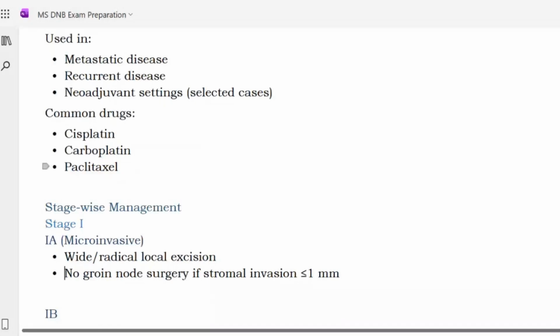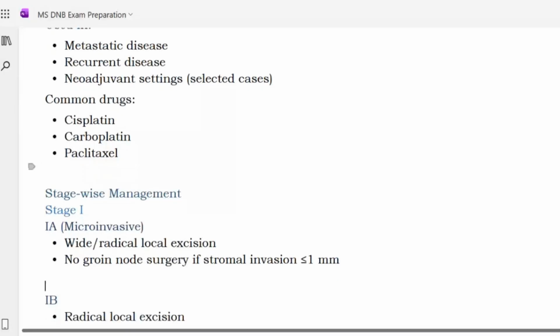Okay, so these are the different modalities and different types of operation. Okay, what we have discussed, what is removed in wide local excision, what is removed in radical local excision. Okay, now we will see the stage wise management.